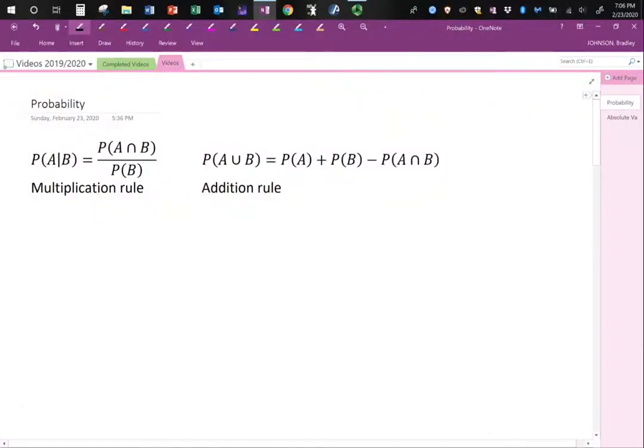Hello, my name is Professor Johnson, and today I will discuss probability with the multiplication rule and the addition rule.